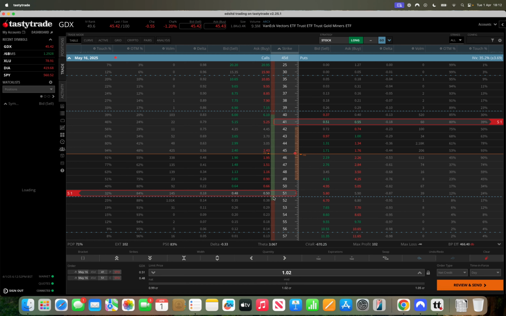So if we look at the numbers, we would collect $1.02 up front per share. So that's $102 up front that we would collect on this trade. And our broker is going to require $466 in buying power to open this trade. So we're getting a return of a little under 25%, which is really nice and high in 45 days' time, with an over 80% win rate or probability of success here. And this is basically what the trade setup looks like.